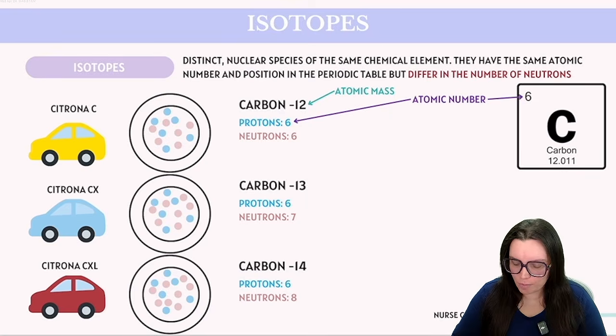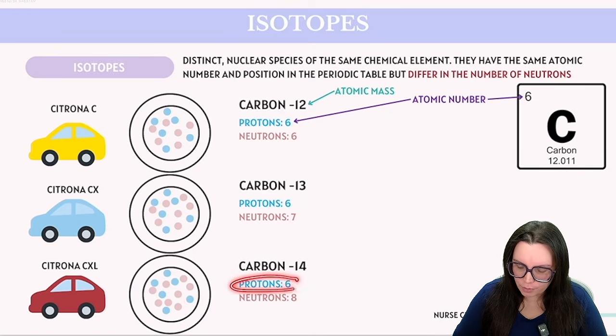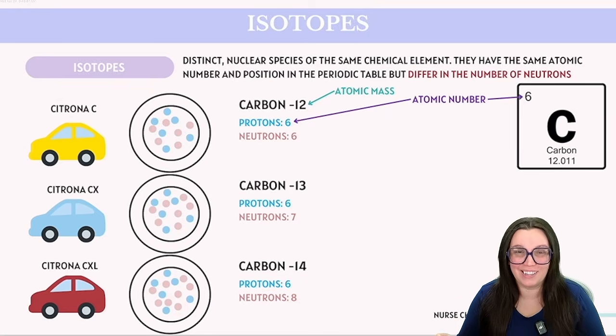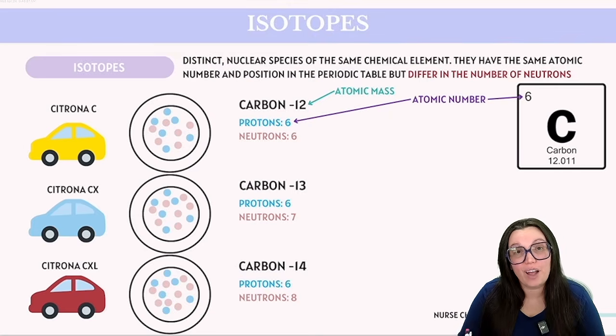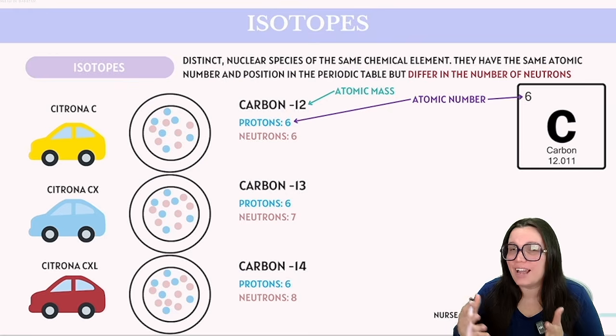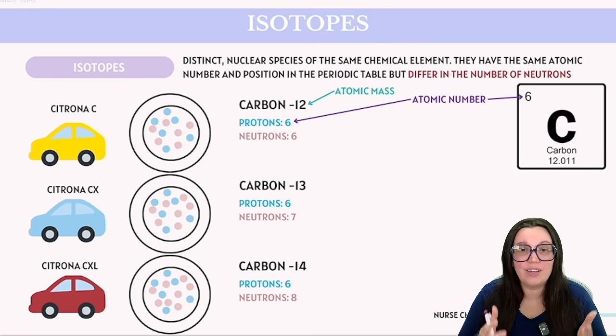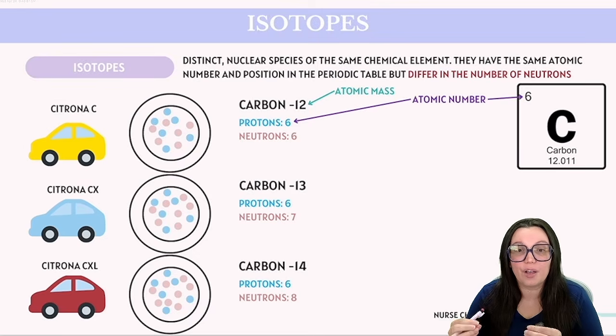And lastly, with carbon-14, we're seeing the same thing. We still have 6 of our little blue dots, meaning we have 6 protons, but now we have 2 extra dots, right? Now we have 8 neutrons. What do all of these forms have in common when it comes to carbon? Each isotope has 6 protons in its nucleus, which defines it as carbon, just like we saw with our Citroën example. Whether an isotope has 6 or 7 or 8 neutrons, it still has the same characteristics of carbon.